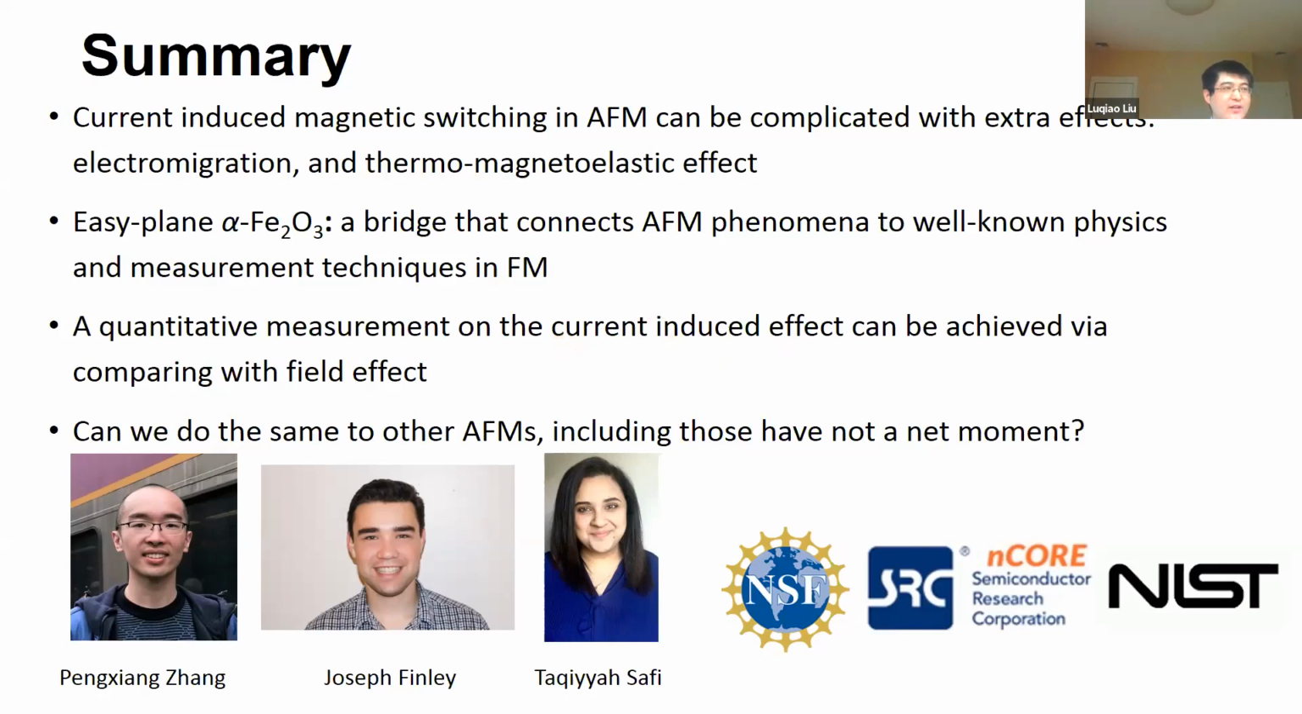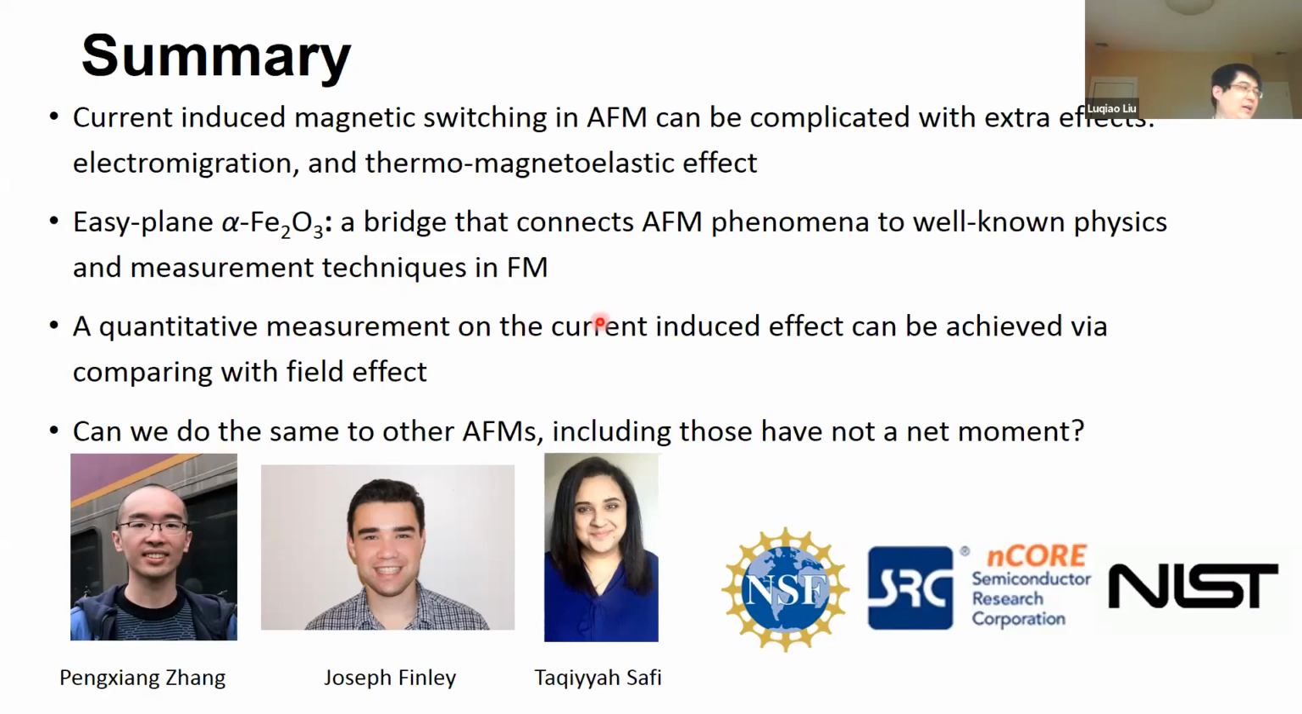And also another thing is, I think we show that alpha oxide in its easy plane phase can be potentially a good candidate that can bridge AFM to FM because we can connect the antiferromagnetic phenomena to some well-known physics or some useful tool sets that we have developed for ferromagnetic study. And then by comparing the current-induced effect with a field-induced one, using a field as a standard, we can get a quantitative measurement on this magnetic dynamics in antiferromagnet.